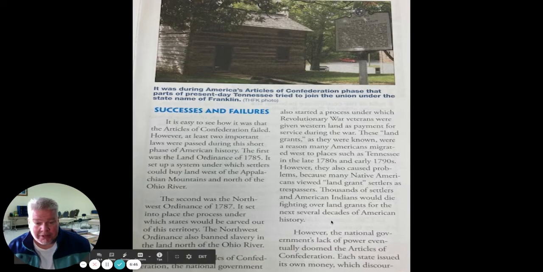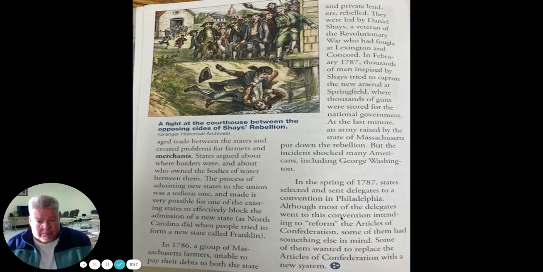However, the national government's lack of power eventually doomed the Articles of Confederation. Each state issued its own money, which discouraged trade between the states and created problems for farmers and merchants. States argued about where borders were and about who owned the bodies of water between them.